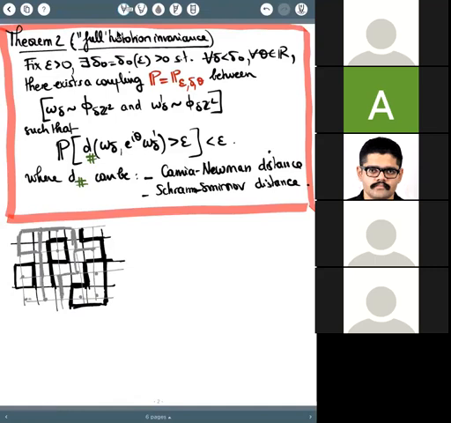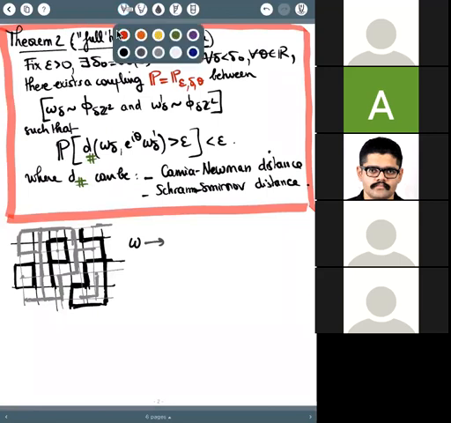Okay? So I end up with, if you want, filling up the gaps like that in the dual lattice. So this is a configuration. If you start from a configuration omega, you end up with a configuration omega star, which is called the dual configuration.